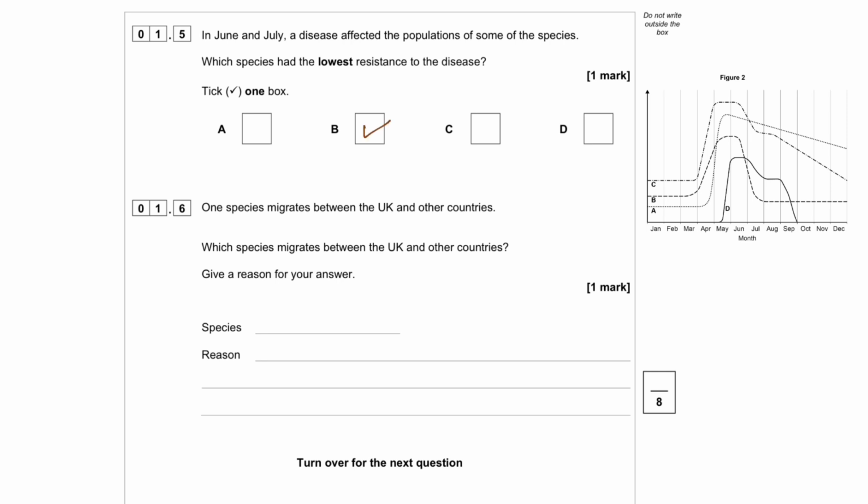And question 1.6. One species migrates between the UK and other countries. Which species migrates between the UK and other countries? Give a reason for your answer. We're looking at D here, so that would be D. The reason for that is it only appeared in May and then disappeared in September. So it's present only from May to September.